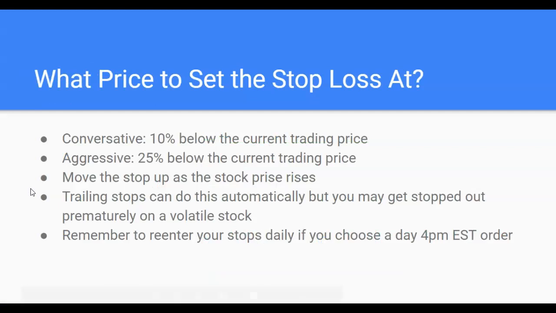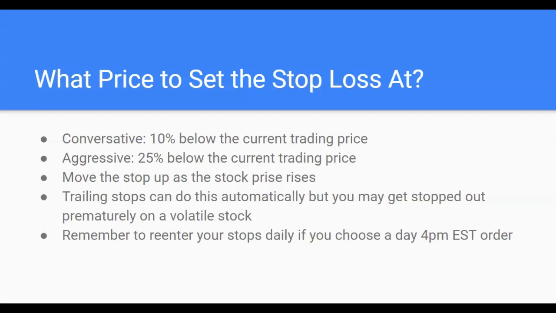Okay, so now we're going to talk about what price to set the stop loss at. I usually trade with a pretty conservative strategy, so I like to place my stop loss at around 10% below the trading price. It really depends on the stock. If it's a boring dividend stock, something like that, I might just do 10%.